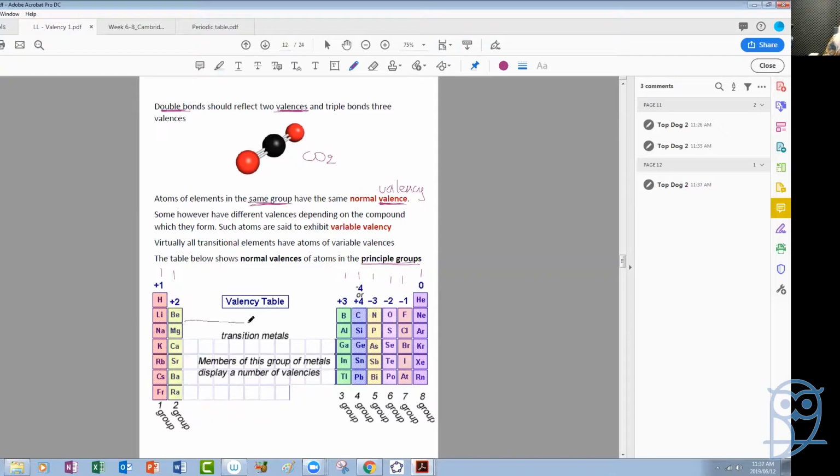In the middle of these groups is what represents the transition elements. Transition elements in general can have different valencies. Some elements have different valencies depending on the compound which they form. Such atoms are said to exhibit variable valency, which is usually the case with the transition elements here, from group 3 up to group 12. So virtually all transition elements have atoms of variable valencies.